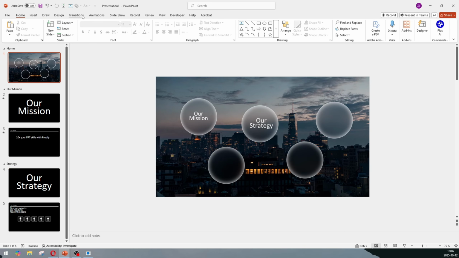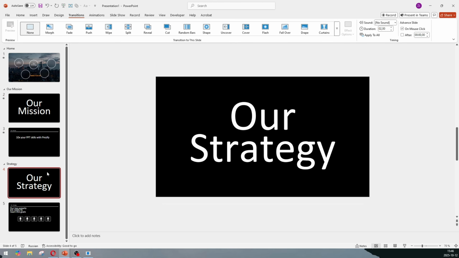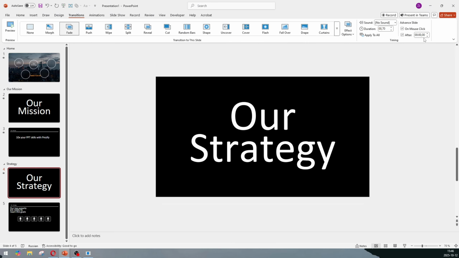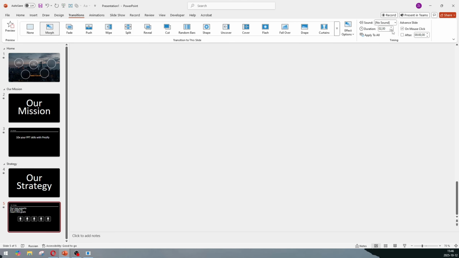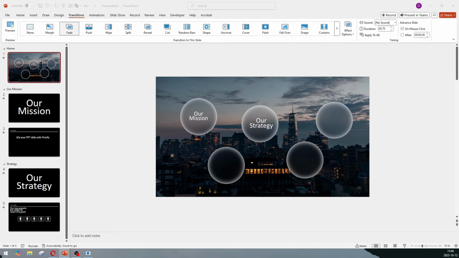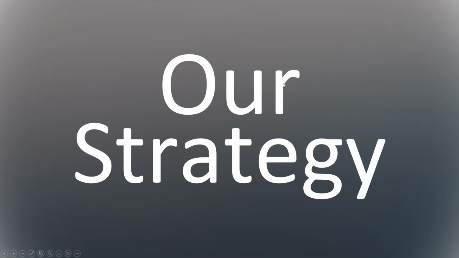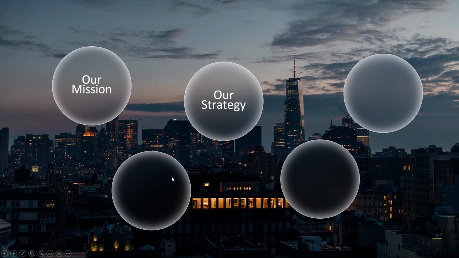One thing to mention, don't forget these transitions. You have to have this transition fade and click after. And on this one, we can select the morph transition and let's make it a little bit faster. And that's it actually. If we go to the slide view and if we click on our new strategy, it will take us to the new section we just created. And if we click, we go back. Same goes to our mission slide.